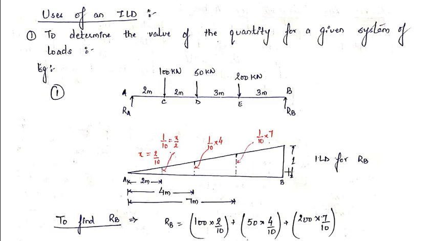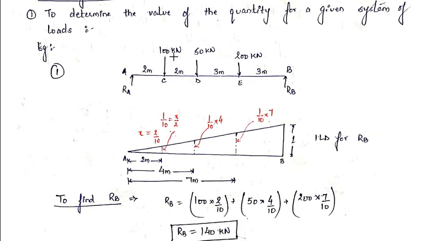Now we will see how we calculate the results using an ILD. The first use was to determine the value of a quantity for a given system of loads. Let us first consider an example of a simply supported beam on which these loads are acting: 100 kilonewton, 50 kilonewtons and 200 kilonewtons. For this type of loading, we now have to find out the value of Rb.